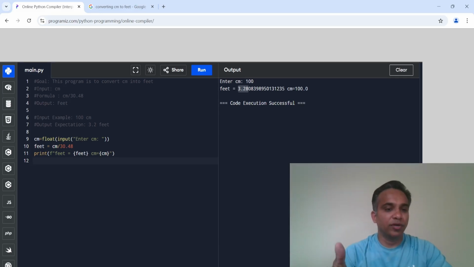This is how we can convert, and same way we can convert from feet to centimeter in the opposite format.